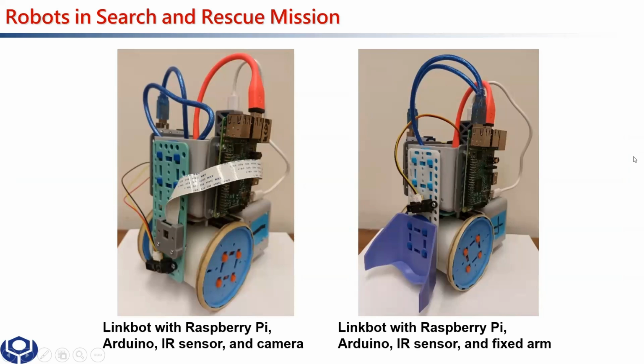These are the robots I created for this experiment. This is LinkBot, a very tiny education robot, and we added a Raspberry Pi, a computer, an Arduino, a controller, and sensors. This is an IR sensor to detect distance, and a camera used to detect the object and recognize that this is a target. And we have another robot with a fixed arm and also an IR sensor. So we can use these computers to communicate with each other in a decentralized system.